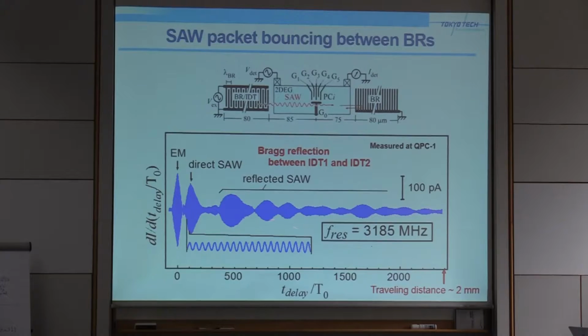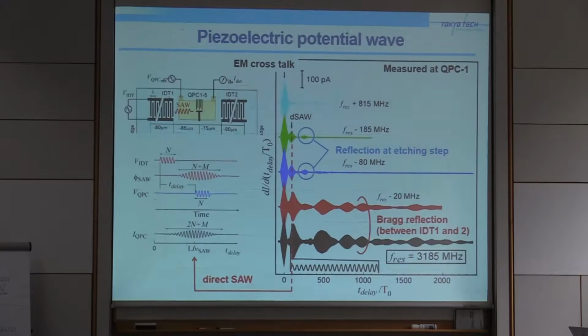Okay, so this is a similar data set, but taken for a longer period. Actually, this multiple reflection appears at a very, very long time. And at this time delay, the total traveling distance is already 2 millimeters. This clearly indicates that the surface acoustic wave can travel a long distance without dissipating.